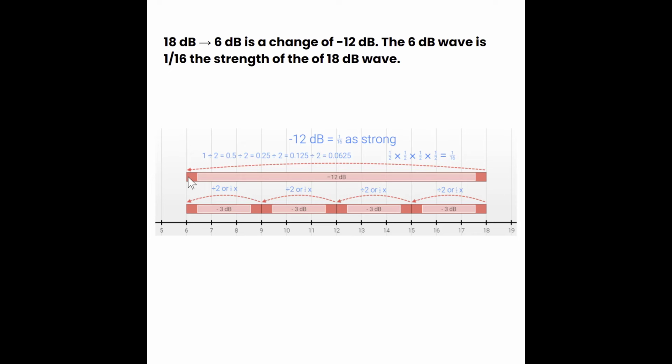And we get to 1/16 by taking 1 divided by 2, we get 0.5. Divide that by 2, we get 0.25. Decrease by another factor of 2, we get 0.125. Decrease by the last factor of 2, and we get 0.0625. This is the same thing as 1/16. We can see it in the other way. If we are decreasing by half for each 3 decibels, we can do half times half times half times half, and we will end up with 1/16 as well.